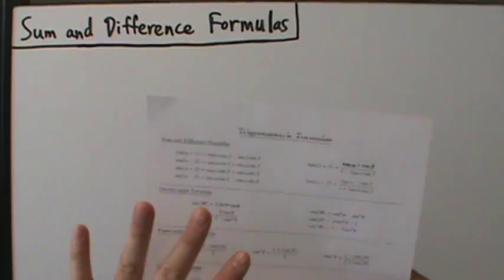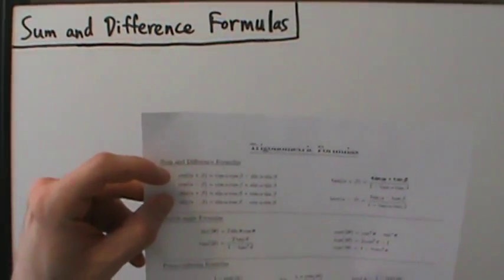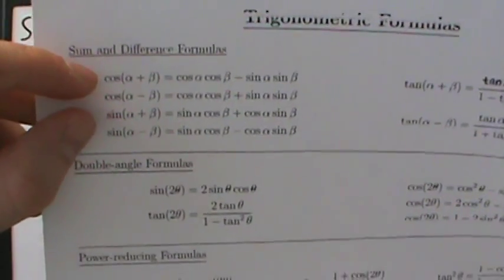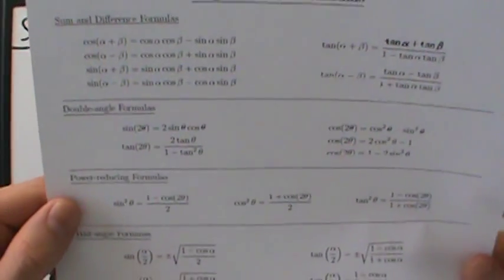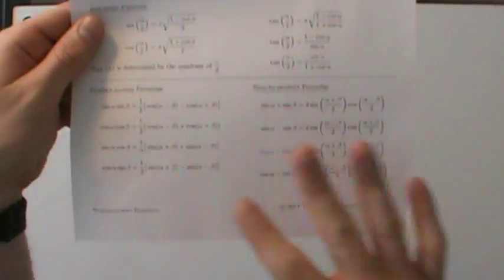Okay, so what's nice about these trig formulas is you can establish the cosine of alpha plus beta and the sine of alpha plus beta just from a picture, and then just using some algebraic manipulations you can pretty much get everything else on this paper.